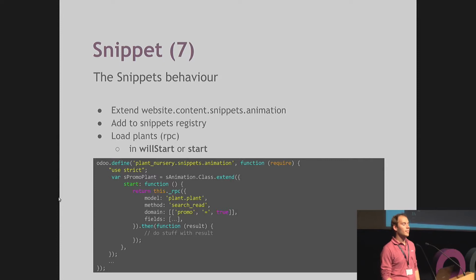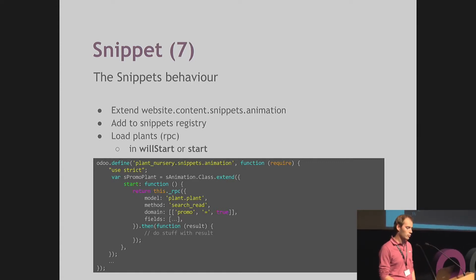Third thing, your snippet has to fetch the models to get the 3 plans in promotion, because that was the idea. So again, an RPC to call the server, just search read, and here you see the domain is promo equal true. To do that, I've just added a Boolean field on the model, to be able to retrieve the plans in promotion.